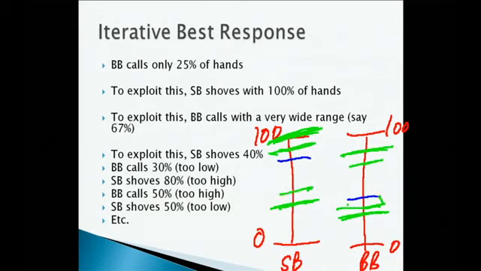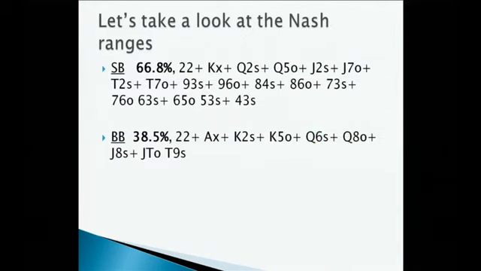The point is, it's going to converge. It's going to zero in on these blue lines. And the thing that it zeroes in on is what's called the Nash equilibrium. You can actually compute the Nash equilibrium with a computer in this case, which is what I did. And this is what the Nash equilibrium is. The optimal thing to do is for the small blind to shove about 66.8% of hands, and the big blind to call about 38.5% of hands.